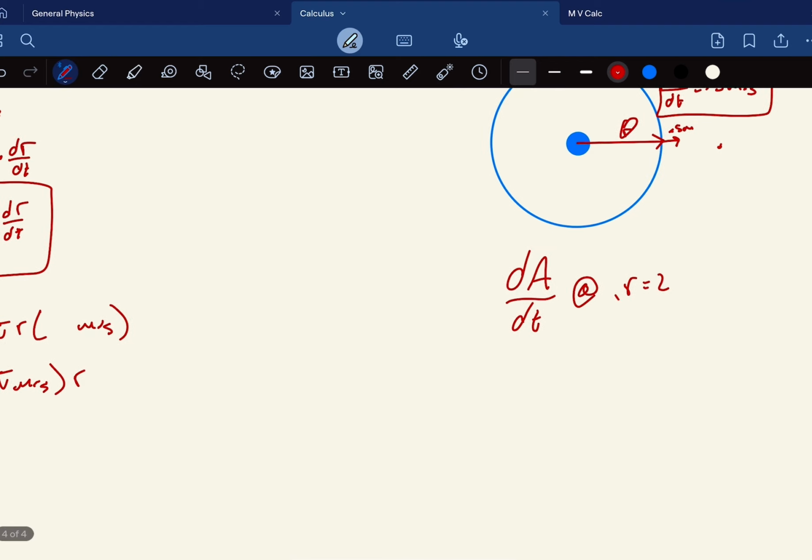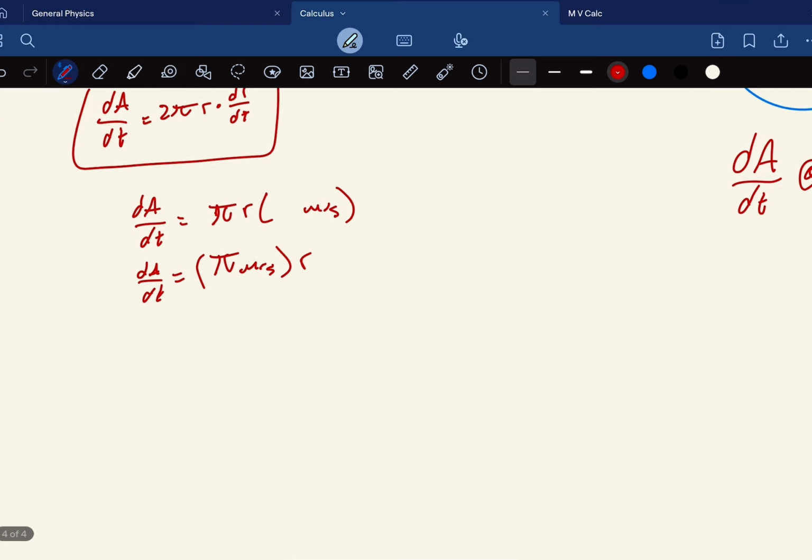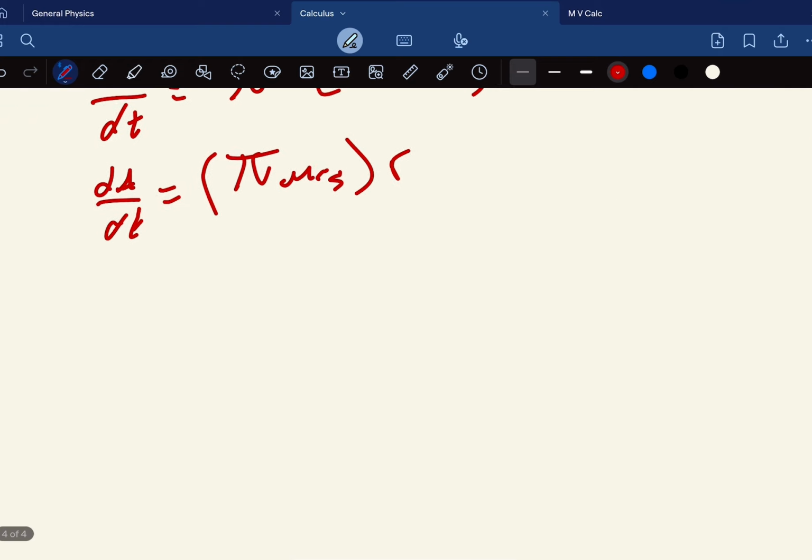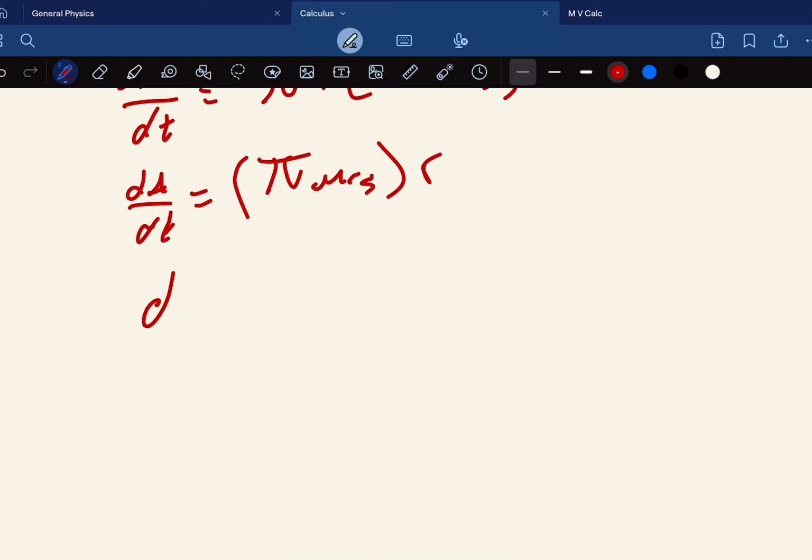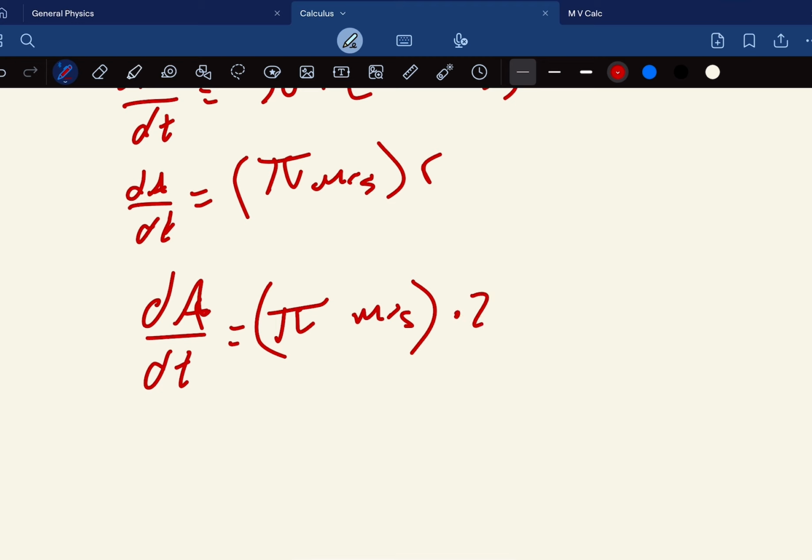Now, it is asking for this area at the point r is equal to 2. So we could just plug in r equals 2 for our radius for this problem. So we have that this is equal to pi meters per second, times 2 meters, and this is at 2 for our value r.